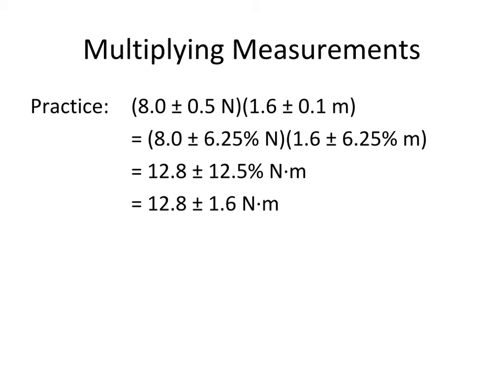So once again, here we're converting to an absolute uncertainty by multiplying to change from a percent back to the absolute. So 1.6 newton meters is your absolute uncertainty in this case.